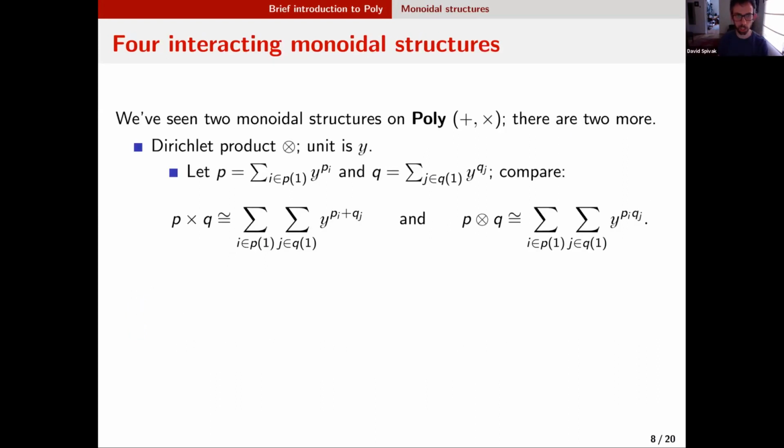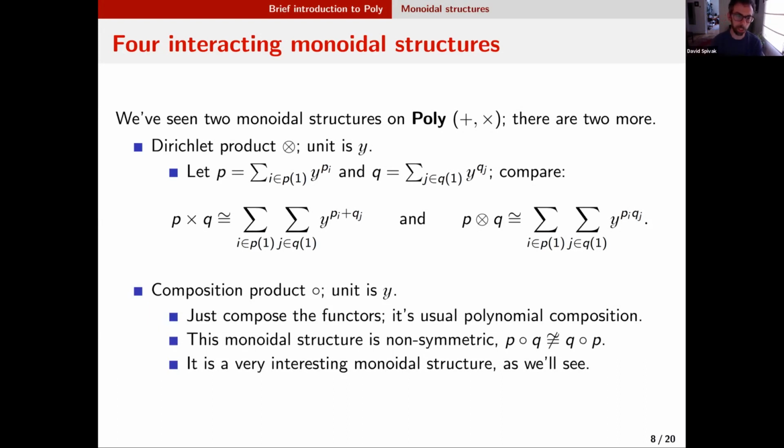We've seen 2 monoidal structures on poly already. There's plus and times, but there's also 2 more. One is called the Dirichlet product, whose unit is the identity functor y. I just want to compare it with the product monoidal structure. If you take 2 polynomials, the sum over i of p_i y to the p_i and the sum over j of q_j y to the q_j, and you multiply them as polynomials like you did in high school, you would get the sum over these i and j of y to the sum of exponents, basically because y to the p_i times y to the q_j is y to the p_i plus q_j. The Dirichlet product is almost exactly the same formula, except you multiply the exponents.